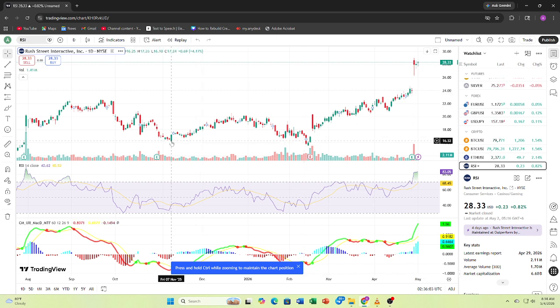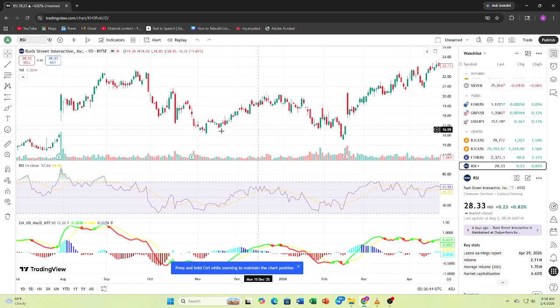Let's start with resistance. Resistance is drawn at previous swing highs, where price struggles to go higher. When price touches this level again, it may reject and move down. Now let's draw support. Support is drawn at previous swing lows, where price tends to bounce upward.